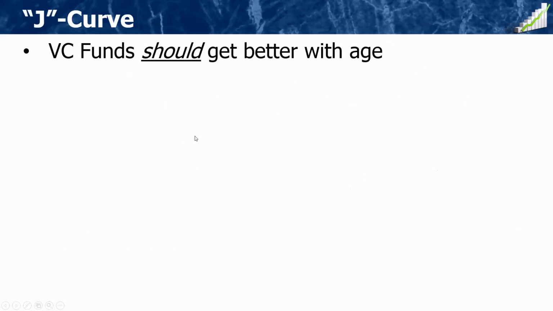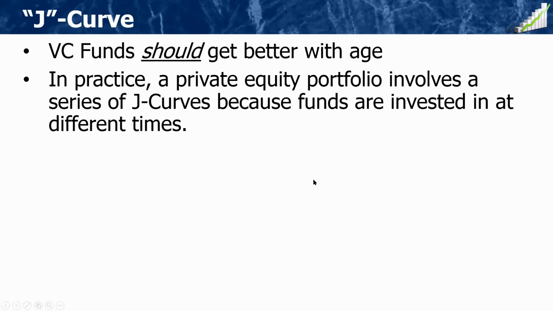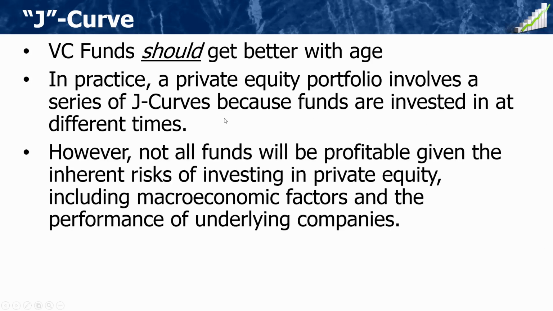Again, venture funds, just some key takeaways, should get better with age, as many of the private capital funds do. So with time, your performance numbers become better and they start making sense. In practice, as far as you get a private equity portfolio, whether it's buyout or venture, etc., it actually involves a series of J-curves, right? Because the fund invests at different times. And remember, if you have a portfolio of funds, not all funds will be profitable, right? There might be different reasons for that, but just remember, there are other effects on performance.